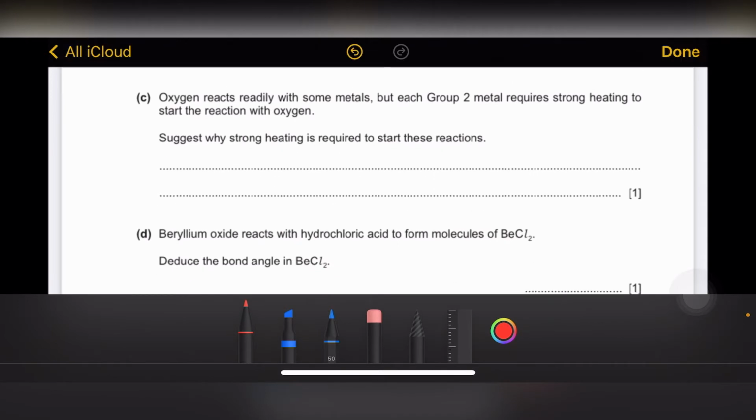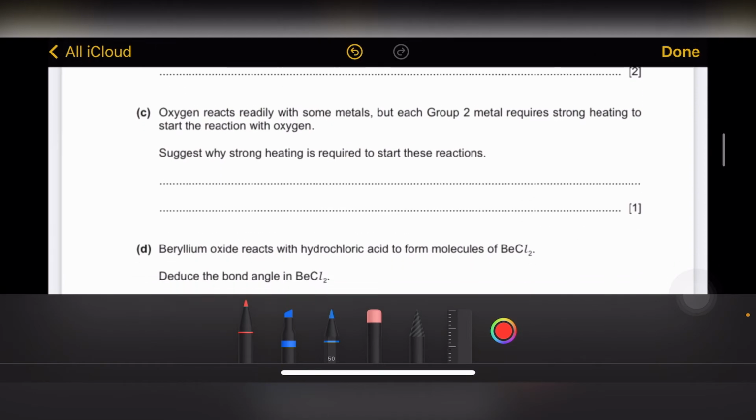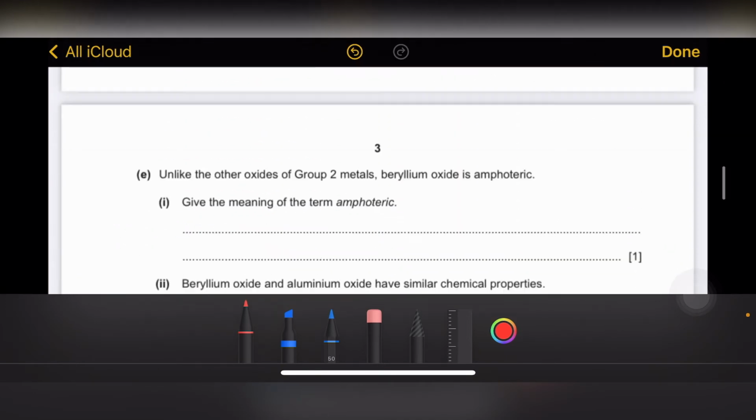Now moving on to the C part. Oxygen reacts readily with some metals, but each group 2 metal requires strong heating to start the reaction with oxygen. Now we have to suggest why strong heating is required.